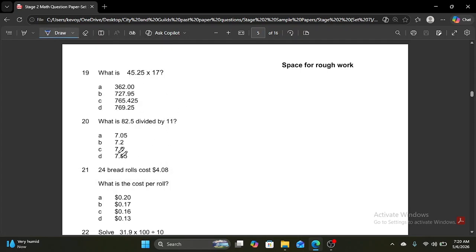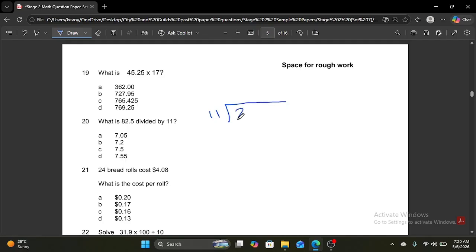So question 20. What is 82.5 divided by 11? We're going to divide that by 11 right here. What are the steps when dividing? Remember, the first step is always to divide. So how many times can 11 go into 82?